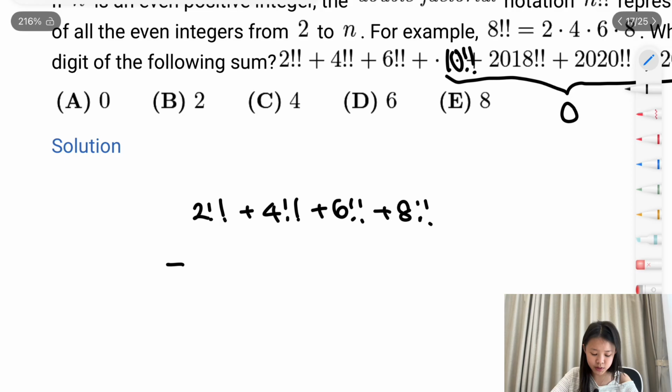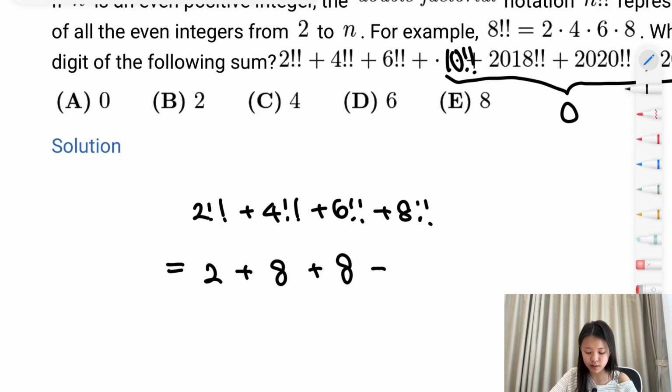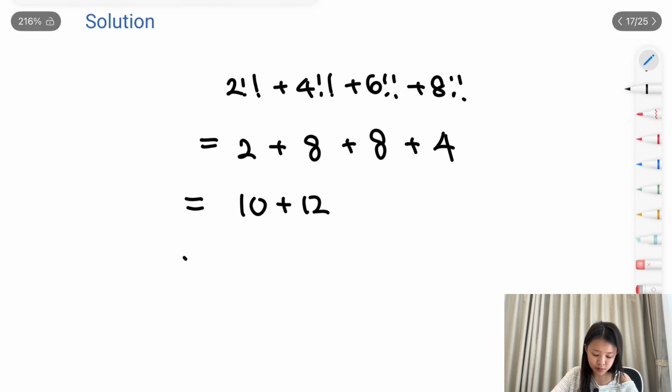So the unit digit of 2 double factorial is just 2, of 4 is 8, and then the next one is 8 as well. And the last one is 4. So that equals 10 plus 12 equals 22. So the units digit is 2.